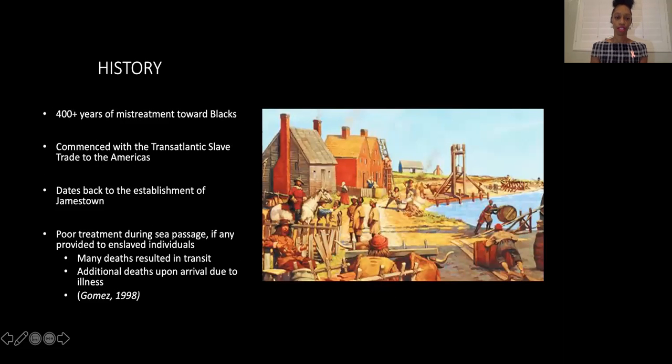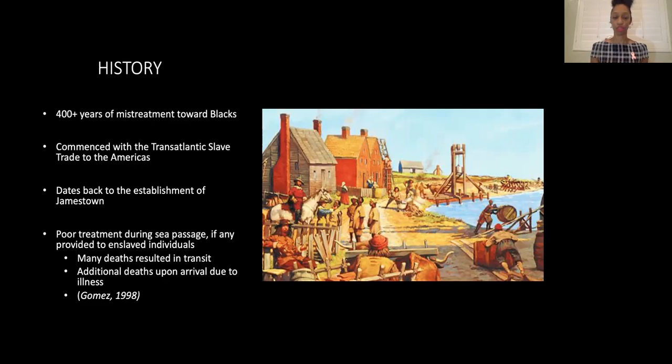Some of the history that talks about the inequities actually starts around about the turn of the 17th century, when Jamestown was being colonized. And this is about 400 plus years of mistreatment towards Black Americans or Blacks in the Americas. It commenced with the transatlantic slave trade to the Americas, and this journey from Africa all the way to the Caribbean and to North America was a horrific journey, plagued with illness and death and disease. And once the slaves and the settlers arrived in Jamestown, that treatment that they experienced on the boats really didn't get much better.